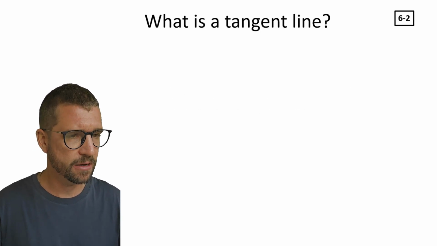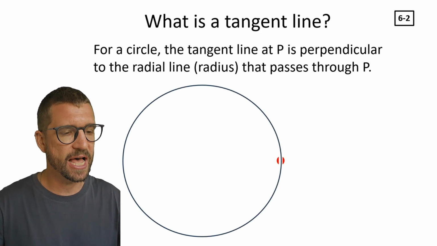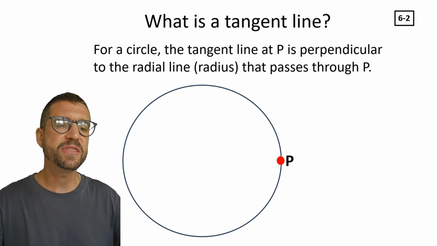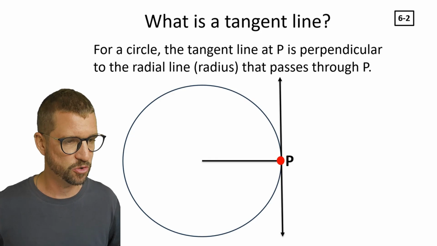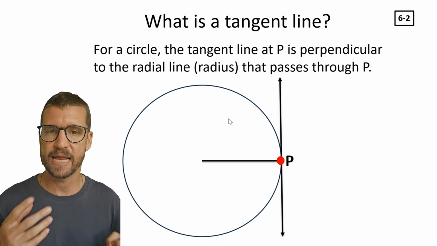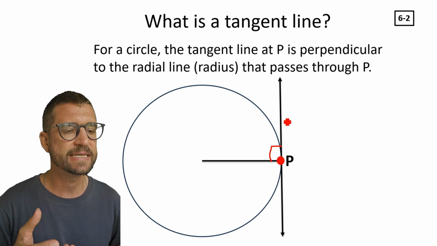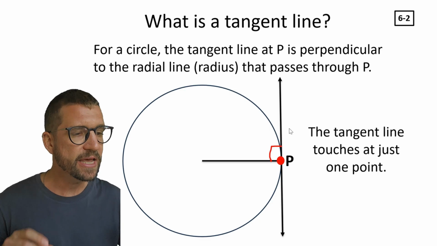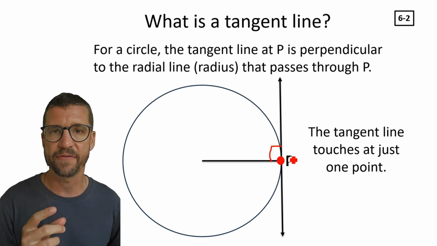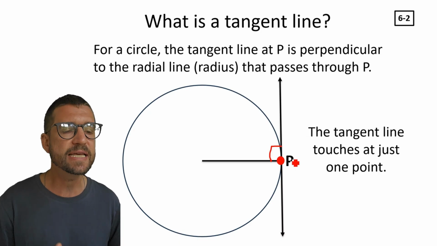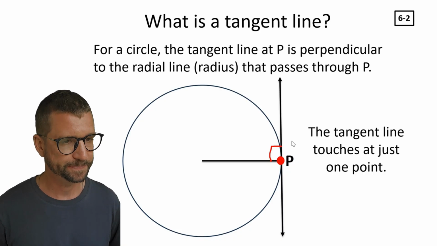So what is a tangent line? If I have a circle, the tangent line at the point P is the line that is perpendicular to the radius, also called the radial line, that passes through P. Perpendicular, remember, is 90 degrees. So this 90-degree line to the radius is tangent to the circle. If it's tangent to the circle, it means it touches at just one point. If I were to zoom in at that point P, getting closer and closer, you would see that this line only touches at one point.